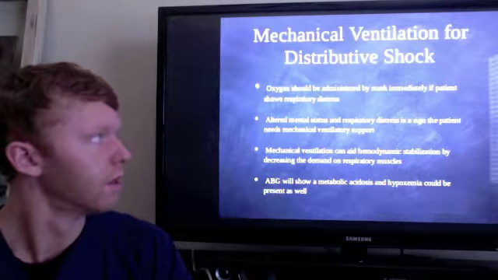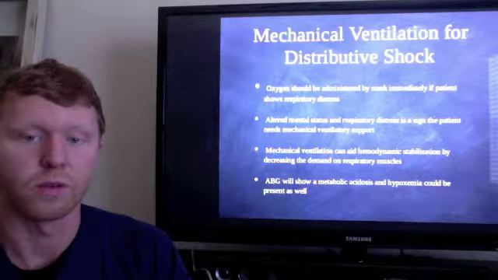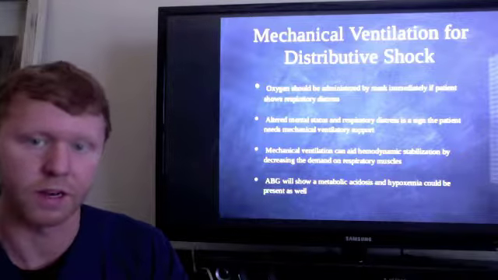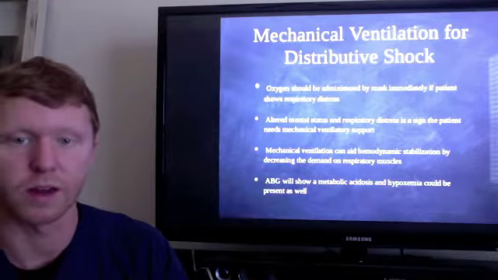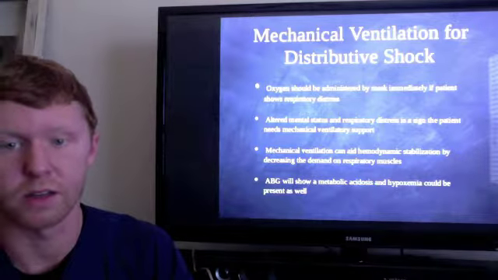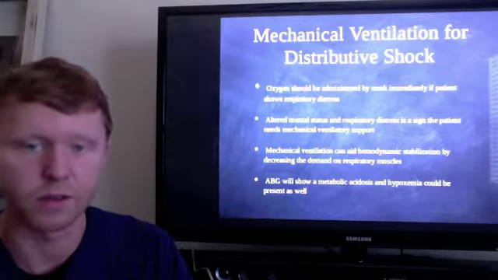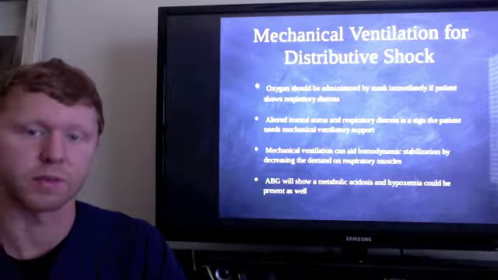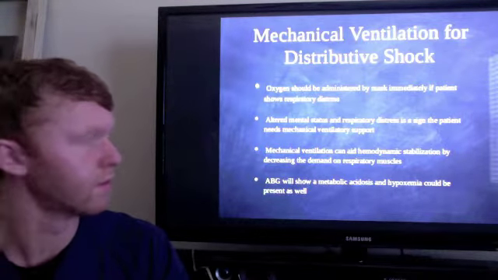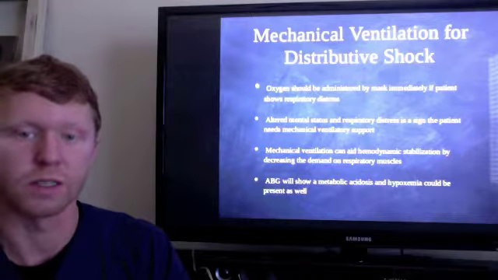So the patient will initially show, with an ABG, if you take one when they come in and they're having a high respiratory rate, they might show respiratory alkalosis by blowing off all their CO2. And then eventually, as their respiratory muscles get tired, they'll show metabolic acidosis, and some hypoxemia could be present as well.